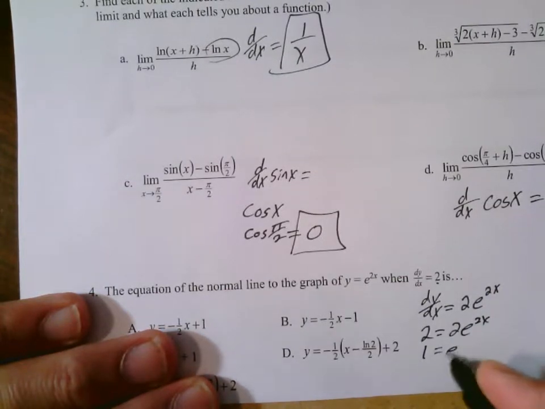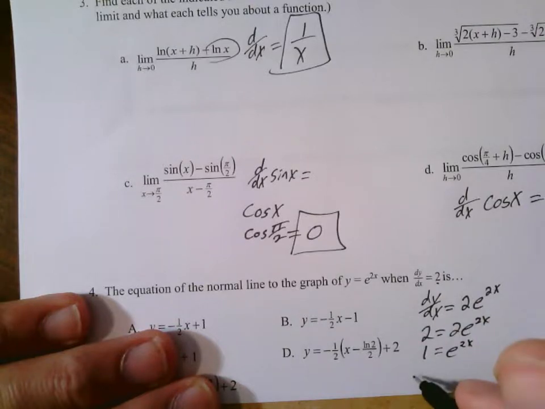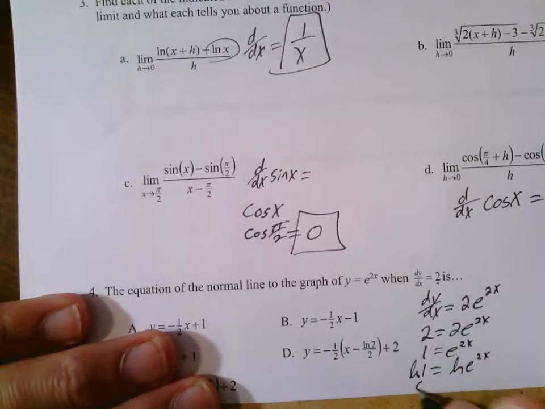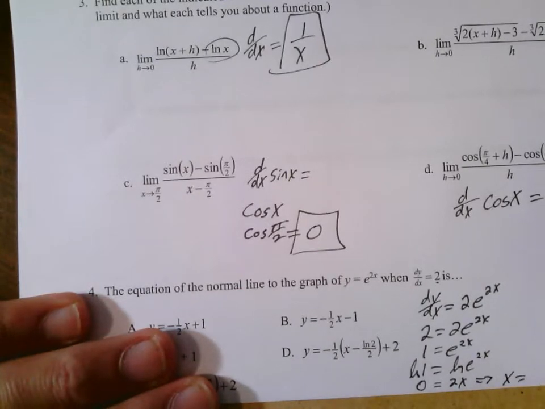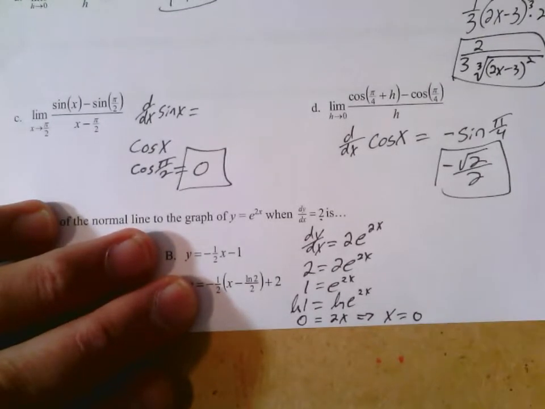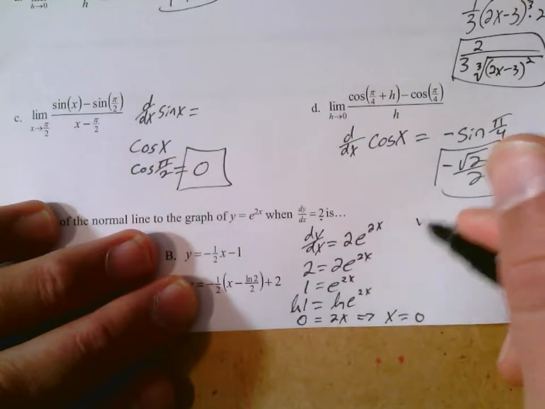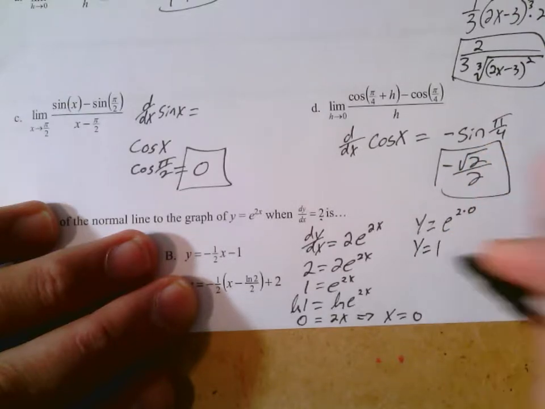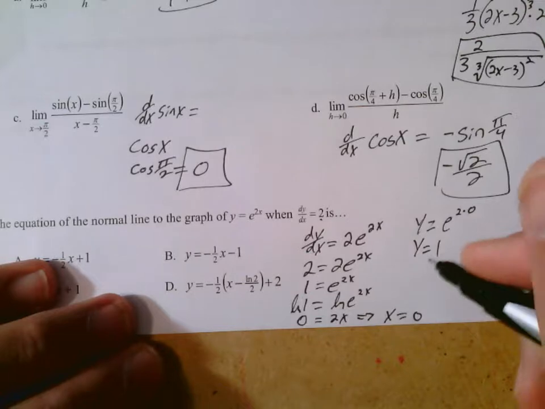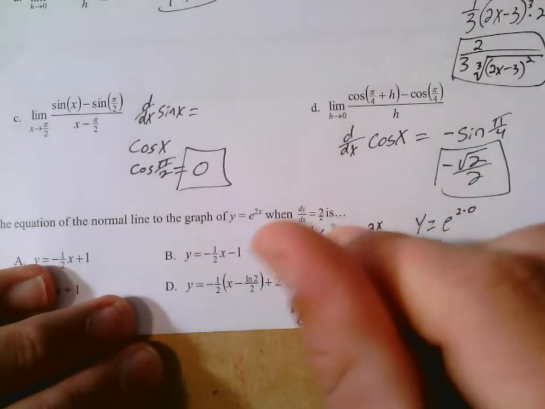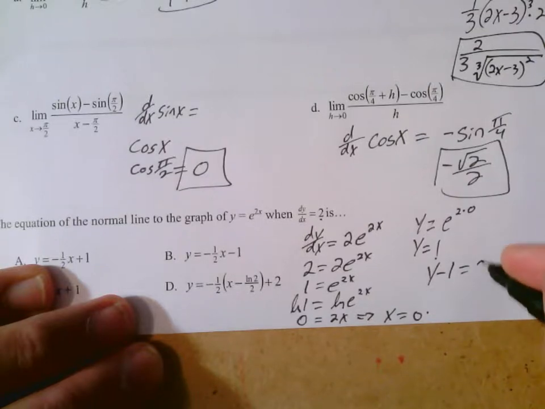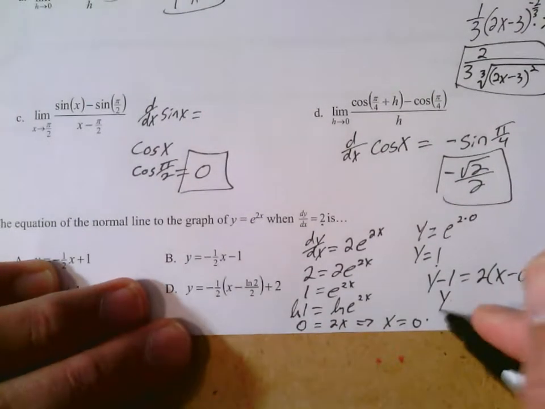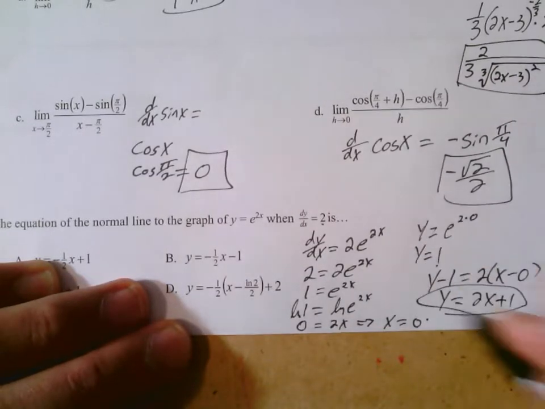So divide both sides by 2. Natural log of both sides. So I get 0 equals 2x. Therefore, x equals 0. Then I need to find my y, which is e to the 0, so y equals 1. I've got x, I've got y, I've got slope. So y minus 1 equals 2x minus 0. So y equals 2x plus 1, which is a.